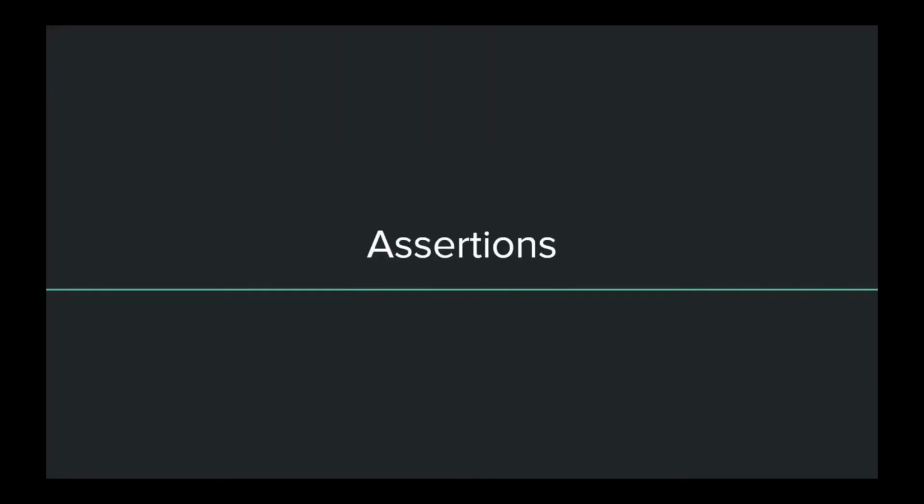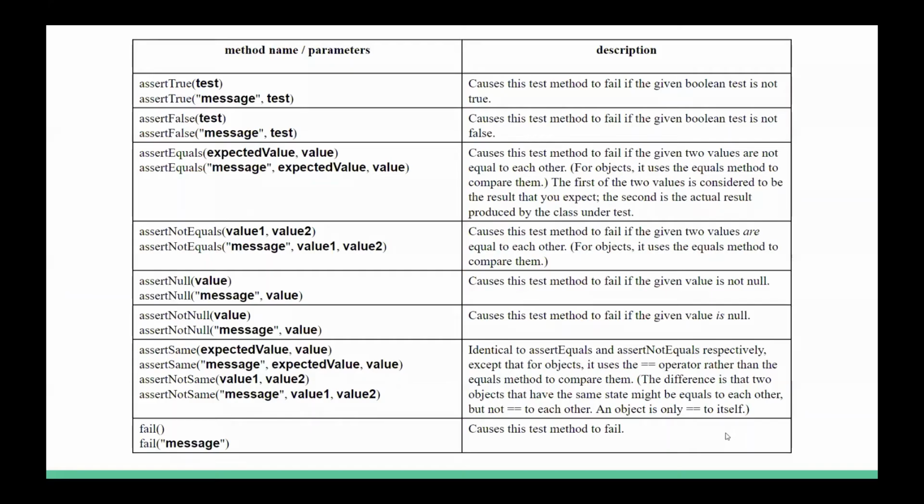So we can talk about assertions now. JUnit testing methods utilize assertions, which are statements that check whether a given condition is true or false. If the condition is false, the test method fails, and if all conditions in the test method are true, then the test method passes. So some of these assertion statements are assert true, assert false, equals, null, not null, same, not same, and then fail.